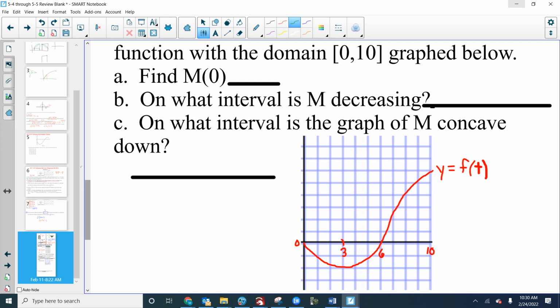I think you're spelling facts on stuff. Then concave down. Okay. Well, M double prime. So it's when F is.